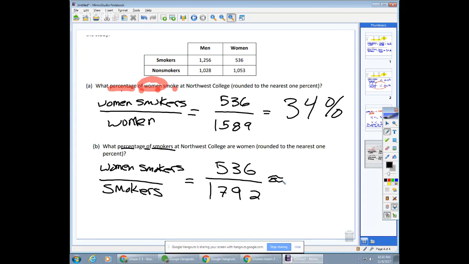Yeah, that's about 30%. So it's the same number of women. There's still 536 women smokers. It's just that when we ask the question about percentage of a group, the group changes the denominator, so that number looks like a different percentage because we have a different audience we're comparing it to. And pretty much anytime you see a percent in the news, you got to think, what's the audience again? Is the audience smokers? Is the audience women? Because that'll change what the percentage means.